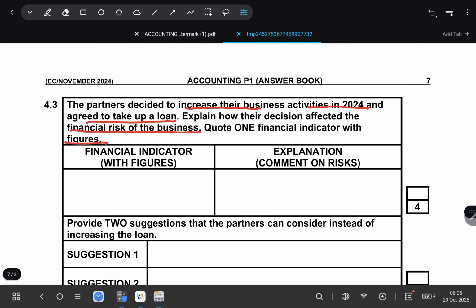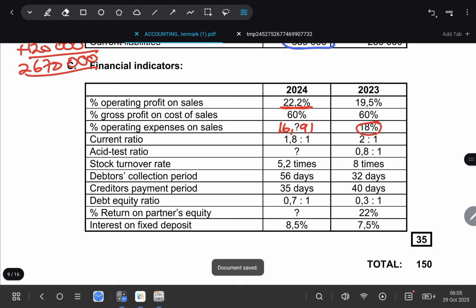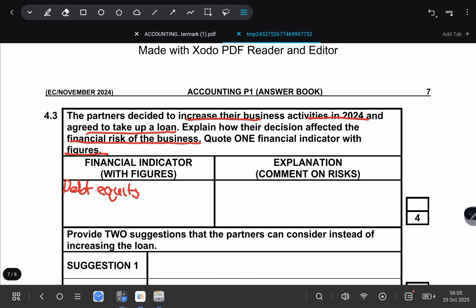Now when we are looking at this, remember one of the ratios that talk about risk is debt equity, right? So we are going to say debt equity. We need to check what happened with our debt equity. Did it increase or decrease? It increased from 0.3 is to 1 to 0.7 is to 1. So we'll say debt equity increased from 0.3 is to 1 to 0.7 is to 1.